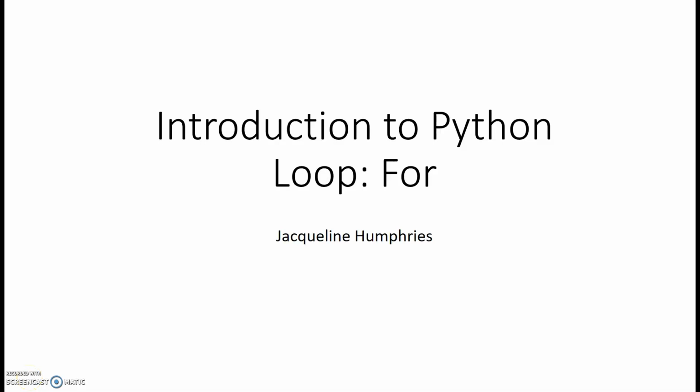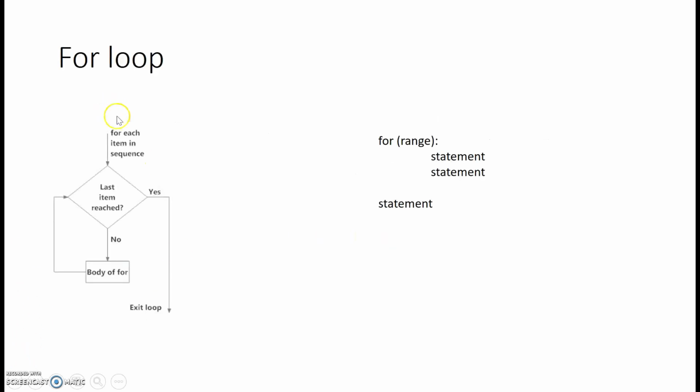Okay, so we're going to look at for loops. A for loop is a Python statement that allows code to be executed a fixed number of times. So we use it to iterate over sequences, lists, or a set of numbers. And its structure looks a little bit like this.